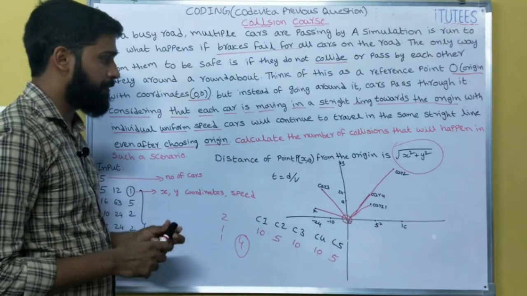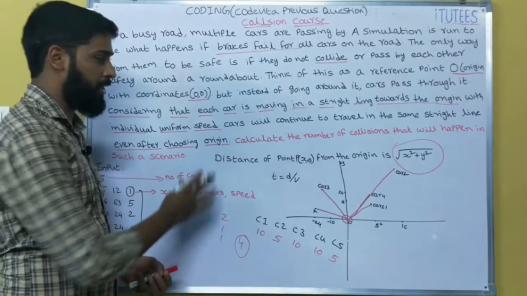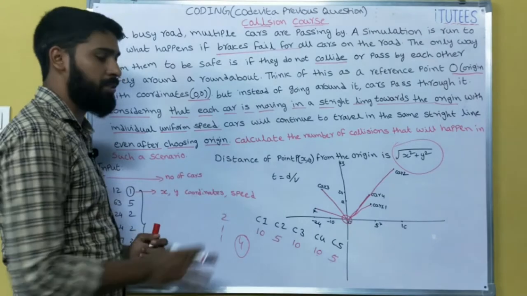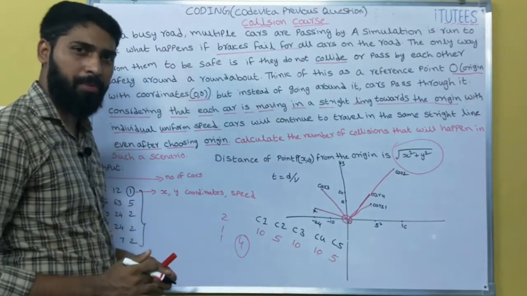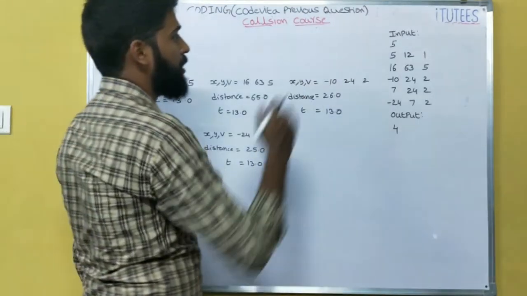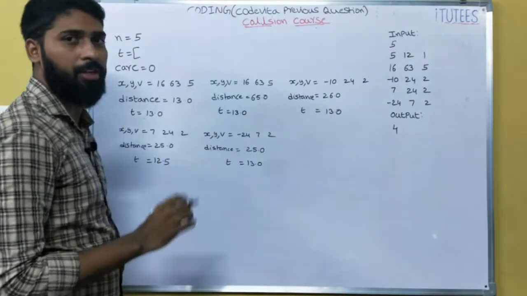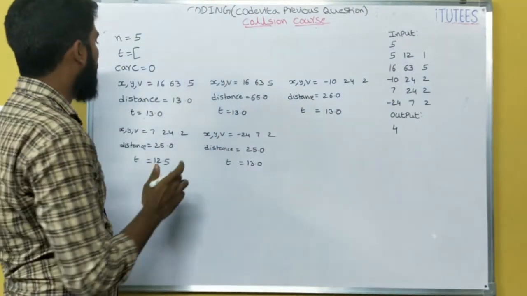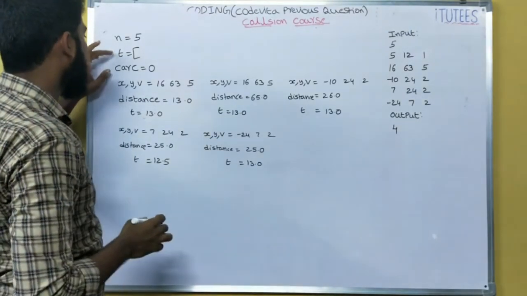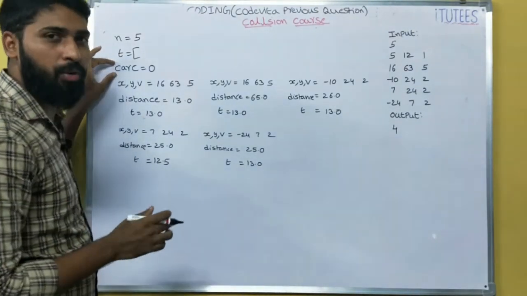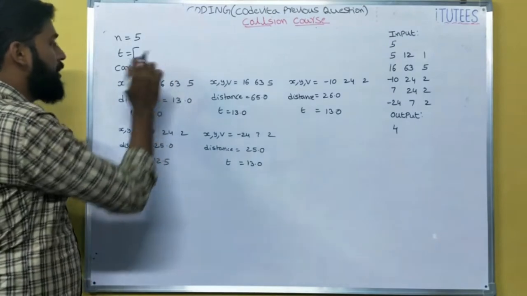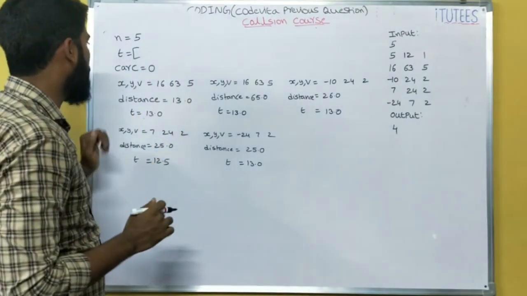I hope you all understand the problem. So now we are going to see how we can solve this problem. Now we can discuss how we can solve this problem. So n equals 5. So that means there are 5 cars. I am taking one list for finding the car collisions. Initially there is no collision, so it equals 0.